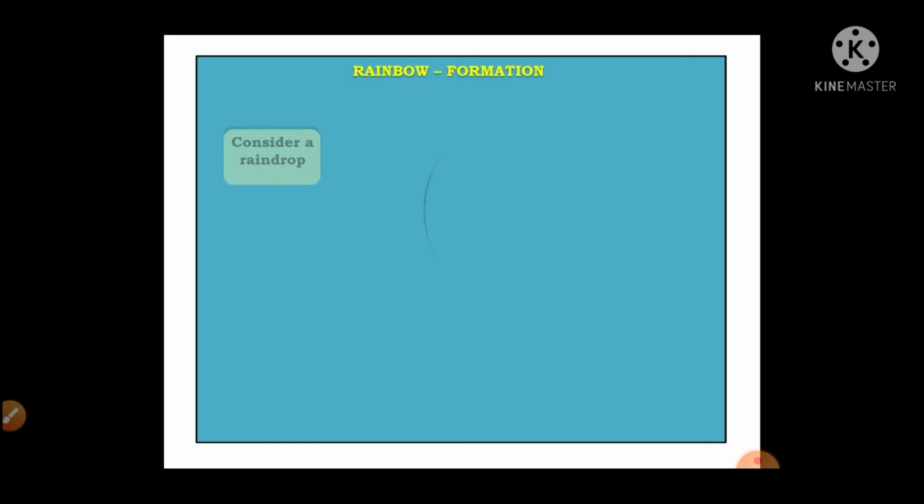Rainbow formation. Consider a raindrop. A raindrop is very small, but we have considered a big raindrop so that you can understand how a rainbow forms. Observer. In the raindrop you can see this is a raindrop, and outside that it is air.